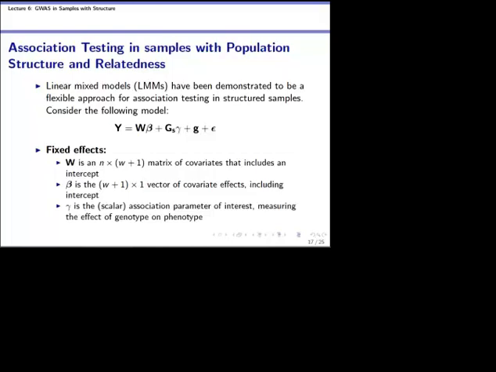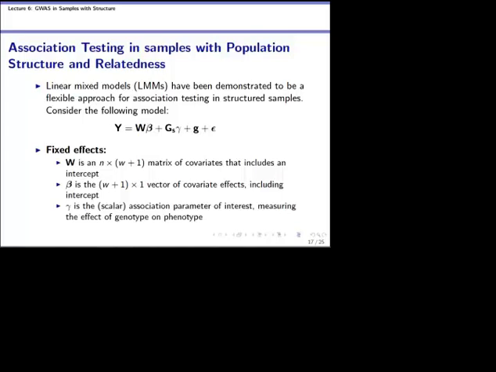So these are the fixed effects of the model. Fixed effects are age, sex. This is the matrix of fixed effects and the intercept. Beta is the vector of covariate effects. We don't really care about that. We just want to control for age, sex, information that may be influencing our trait. We're interested in the association parameter, which under the null hypothesis should be 0. So these are the fixed effects.